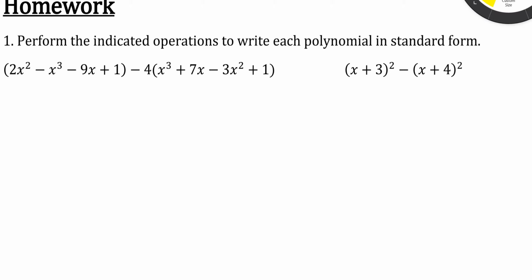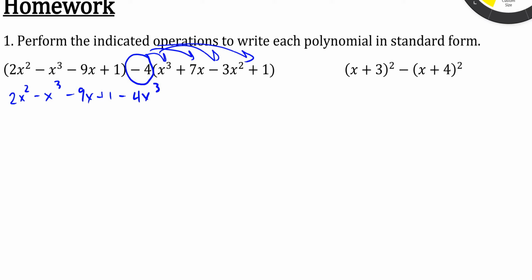Alright, so let's just jump right in here to number 1. For number 1, the first thing I see is that there's a product of -4 to this second parenthesis or second polynomial. So I'm going to take this -4 and multiply it by everything in the second parenthesis. So this first polynomial is not going to change. 2x squared minus x cubed minus 9x plus 1. Notice that some of the terms are out of order, so we'll try and fix that as we get further into this problem.